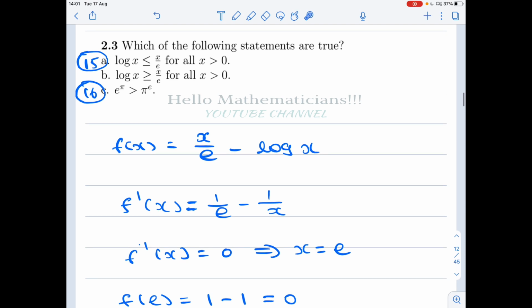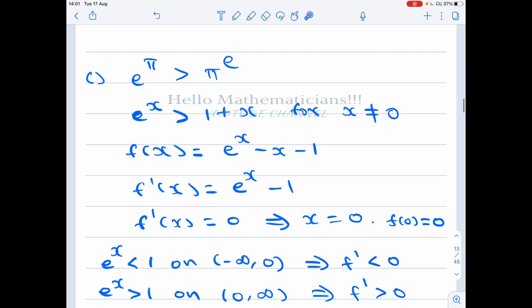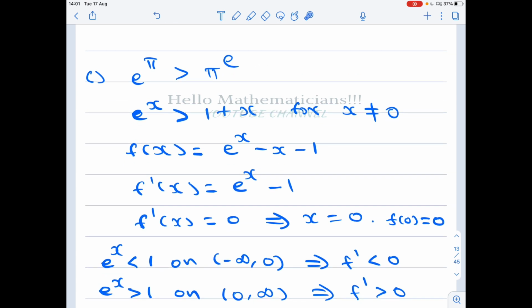Okay. So which of the following statements are true? Log x less than or equal to x by e, log x greater than or equal to x by e, then e power pi greater than or equal to pi power e. Let's do e power pi. So these two are completely independent problems. That is why I have given different numbers. So let's see first this problem, e power pi greater than pi power e.